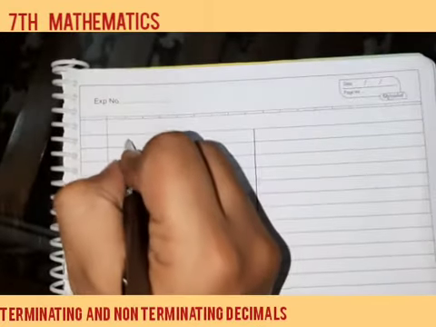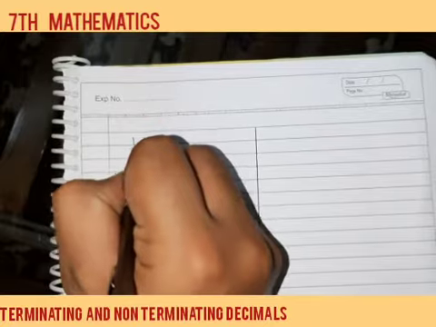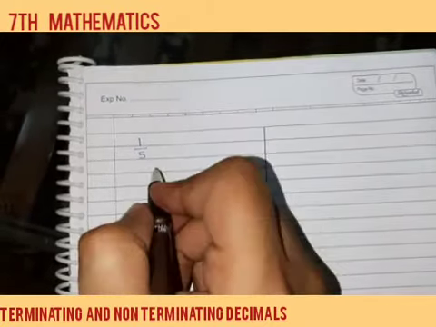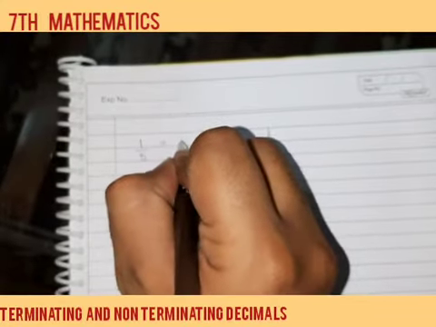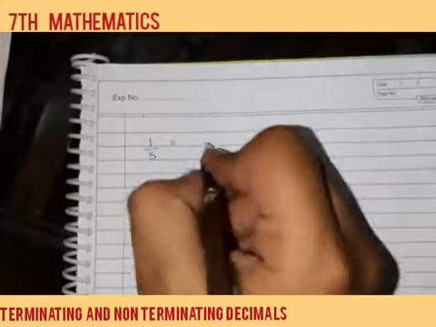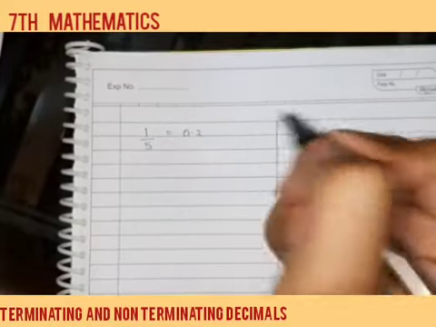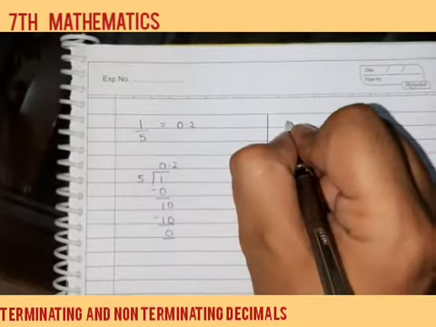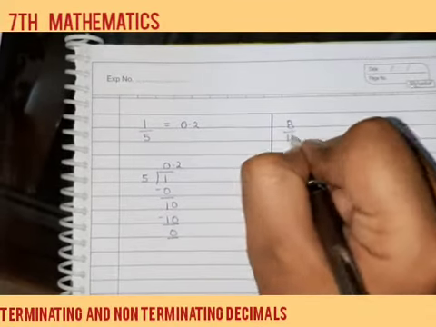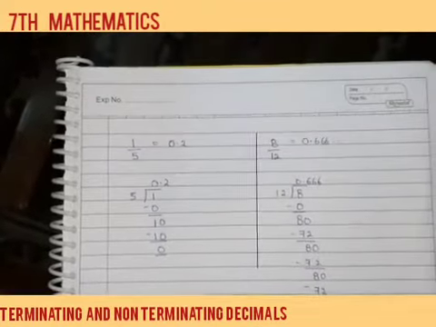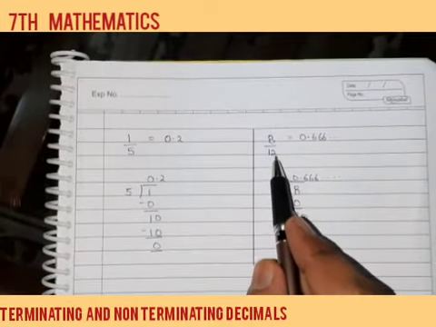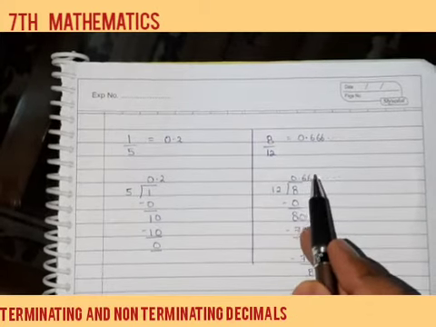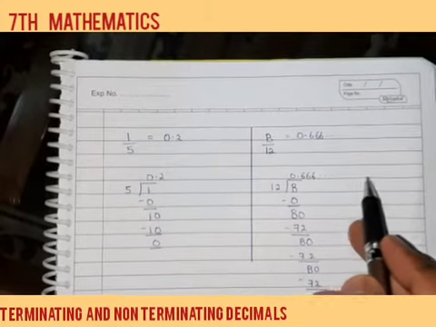Like we take a number 1/5. Now when we divide it, we get a decimal value of 0.2. Let's take one more number, for example 8/12. But when we divide 8 by 12, we see that the division actually does not end. It goes on and on and on.